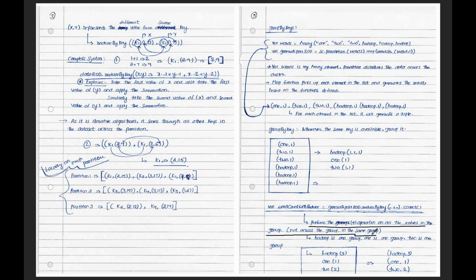Okay, this is done. Hadoop is one group, 1 is one group, 2 is one group. So on each group, it has done a summation of the values and reduced it.